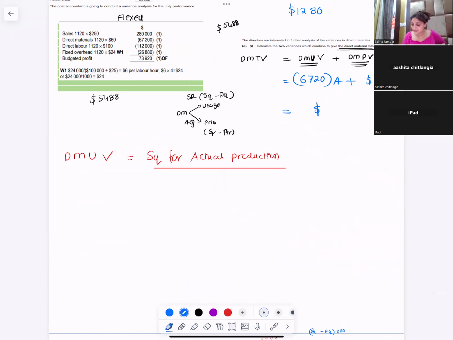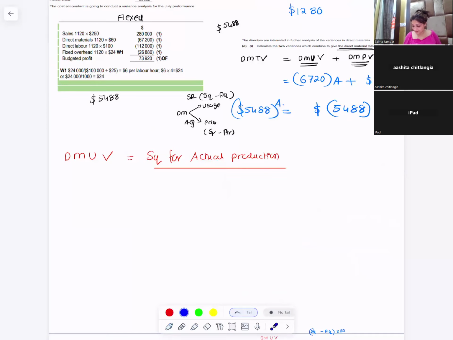So direct material total variance. Check total variance. One is adverse, one is favorable. So it will come to 5488. You have to subtract the favorable from the adverse. So overall, it is an adverse variance, but you have paid less price to your suppliers.